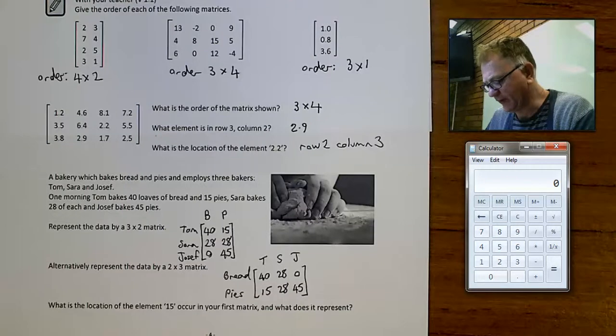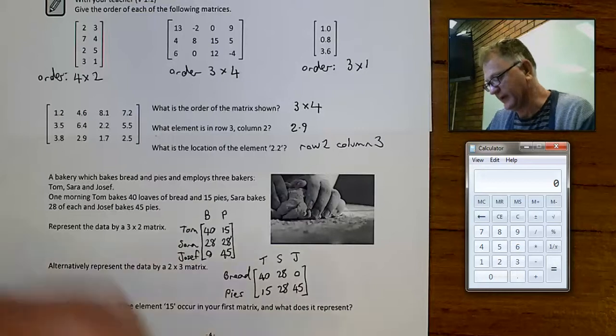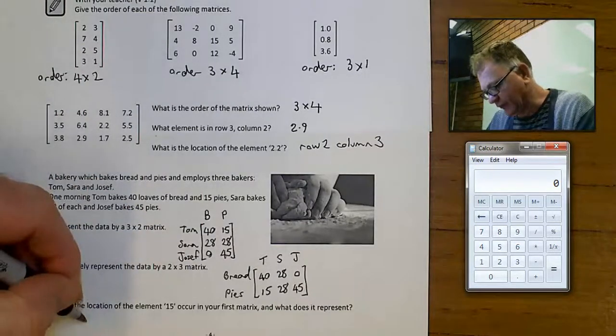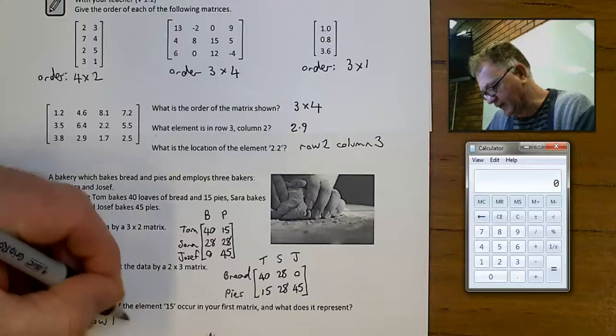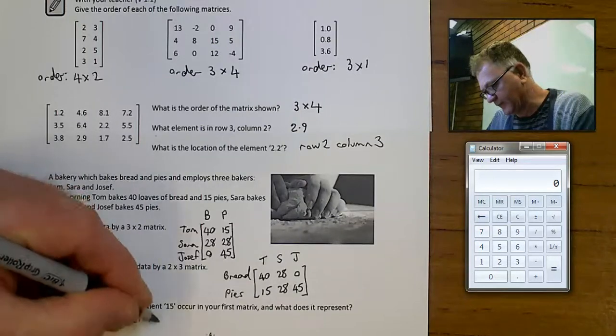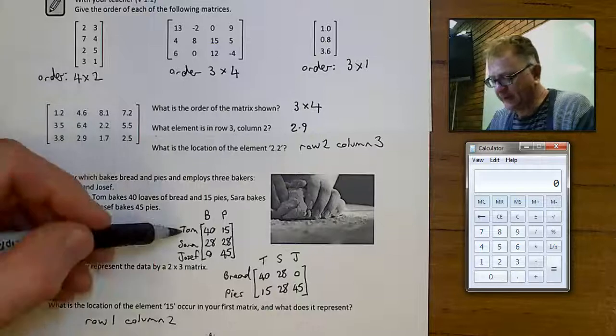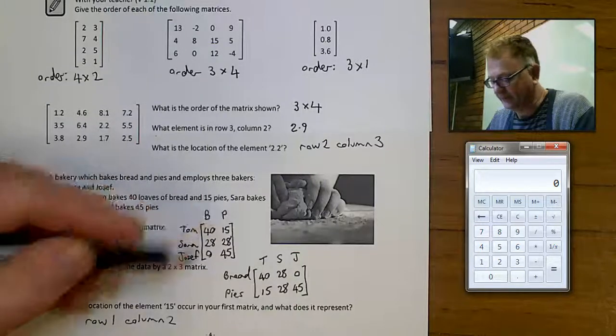Last question, what is the location of 15 in the first matrix, and what does it represent? There's the 15, so its location is row 1, column 2. And what does it mean, or what does it represent? It shows that Tom bakes 15 pies.